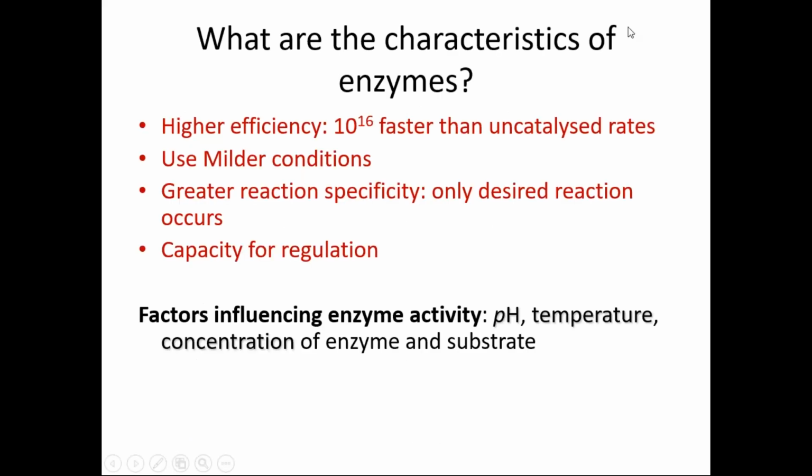So, what are the characteristics of enzymes? They catalyze a reaction, and the reaction rate goes several million times faster, up to 10 to the power of 16 times faster than an uncatalyzed reaction. The second advantage is they can be used in mild conditions, so these can be used at low temperature and mild pH. They have reaction specificity so that only the desired product is produced. And the enzymes in the human body can be regulated. The factors that influence enzyme activity are the pH of the medium, the temperature of the medium, the concentration of the enzyme, and the substrate concentration.